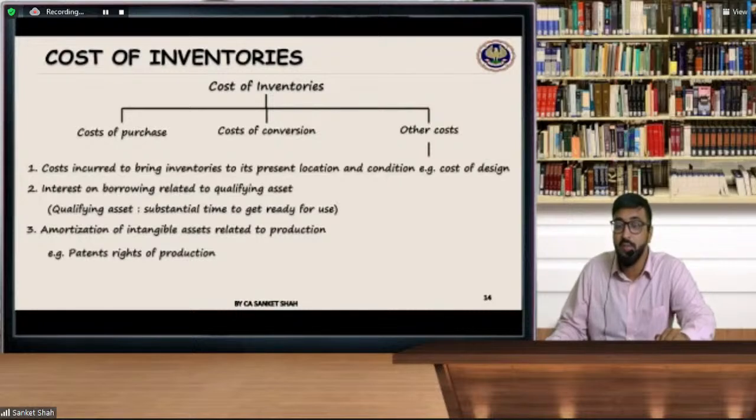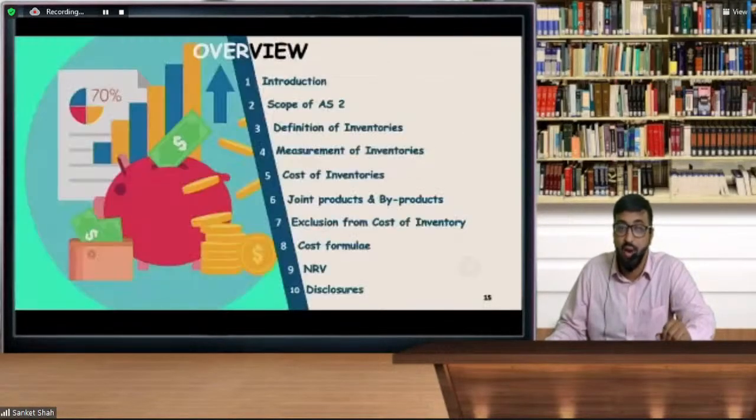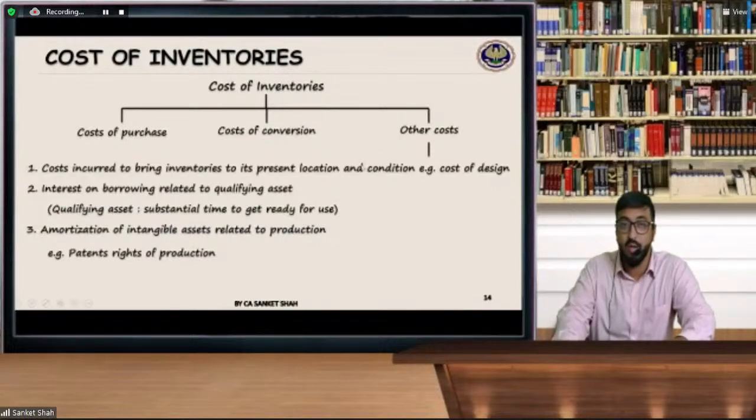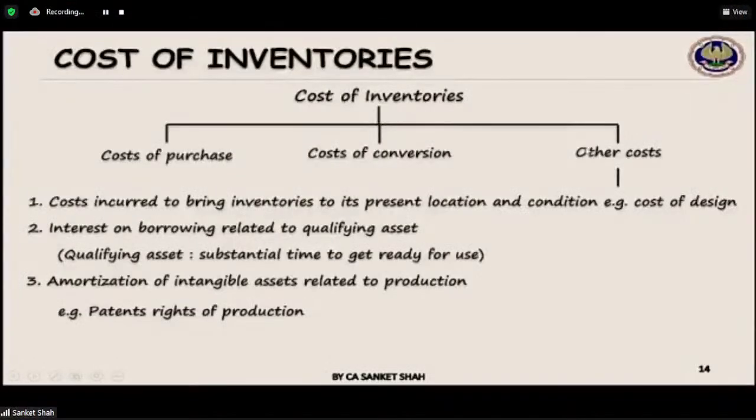Amortization of intangible assets related to production. So depreciation, amortization, that is also added. So patents, rights. For example, if you are paying for any patents for your production units, those patents will be added directly to your inventory cost. So this is your other cost. You can take a screenshot of this other cost. So this is the last part of cost of conversion.